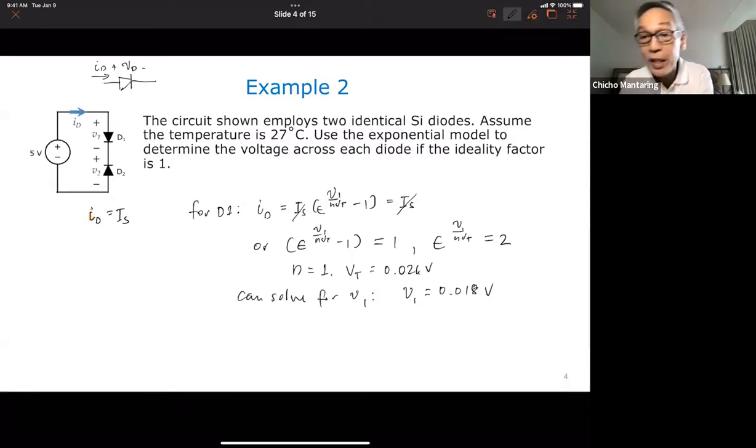So knowing now V1, what is V2? Siguro naman kaya na nyo yan, ano? What is the value of V2, knowing V1? Anyone? Okay, that's right. It's just going to be 4.982 to be exact, no? If this is V1. How do you get that? You just get that using KVL, because 5 volts minus V1 should be equal to V2. So V2 will be equal to 4.982 volts. Any questions?